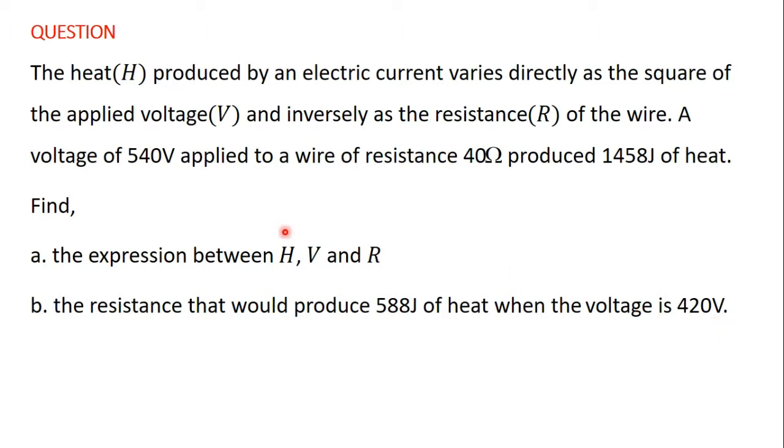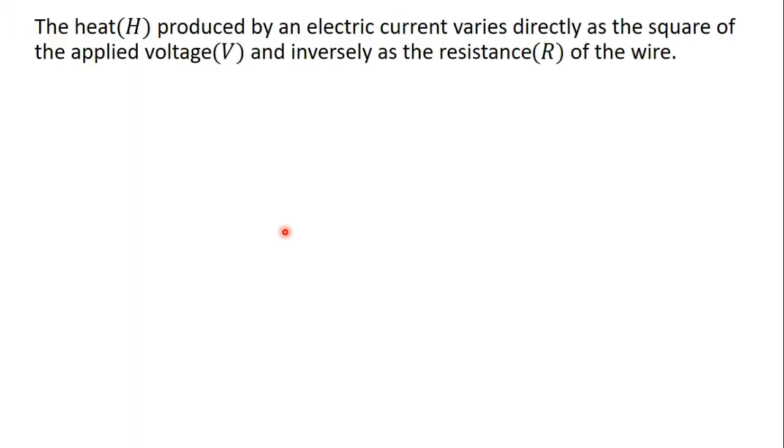We will solve the first part of the question in this video, then we will solve the second part in the next video. The question said that the heat H produced by an electric current varies directly as the square of the applied voltage and inversely as the resistance R of the wire. So the heat H varies directly as the square of the applied voltage V. That means that H varies directly as V squared. And at the same time, that heat H varies inversely as the resistance R of the wire. So H varies inversely as R.